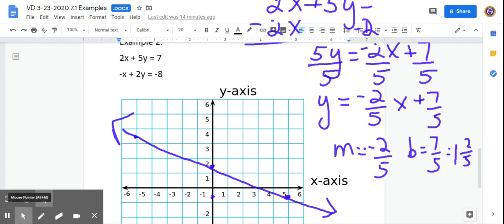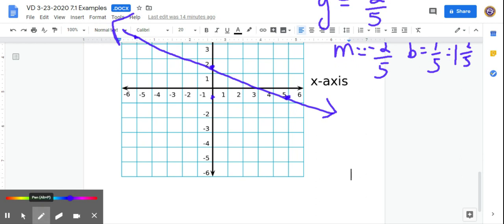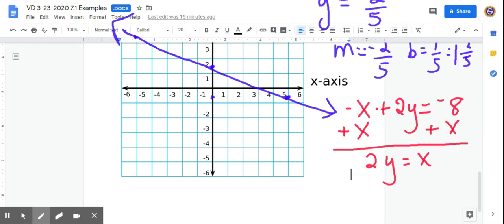Now we have to do it for the next equation. So the next equation is -x plus 2y equals -8. Let's do a different color. Add x to both sides. And you're going to get 2y equals x plus -8. Divide everything by 2.